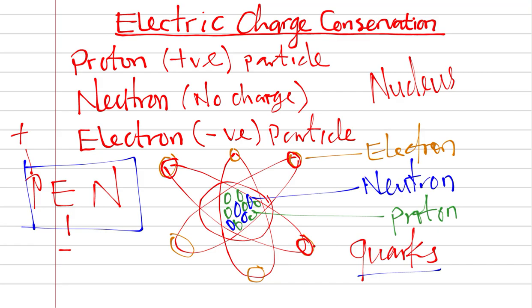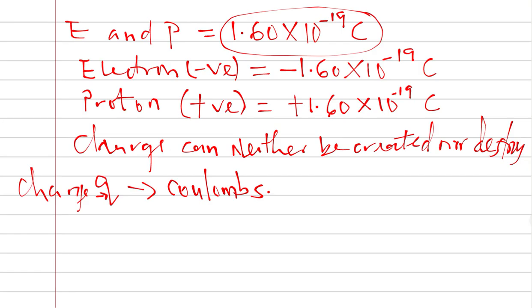The neutron and the proton are located in the nucleus of an atom, while the electron is located outside the nucleus, which we call the electron cloud. All right, and then we looked into the charge quantity. A charge is weighing 1.60 times 10 to the power minus 19. So if it is electron, that's negative, proton positive. And we also said that charge can neither be created nor destroyed, but can be moved from one object to another.